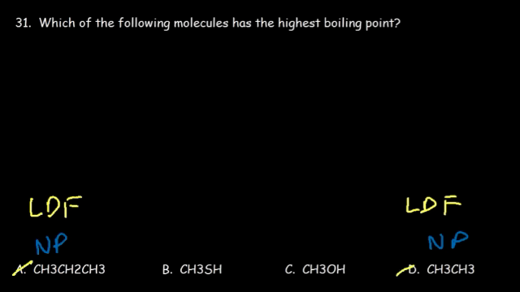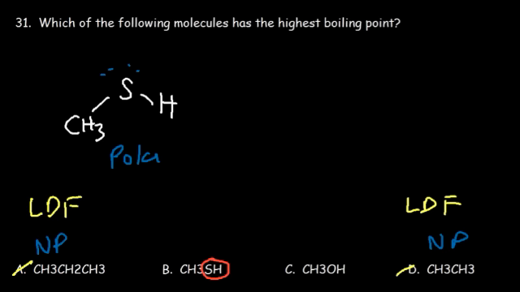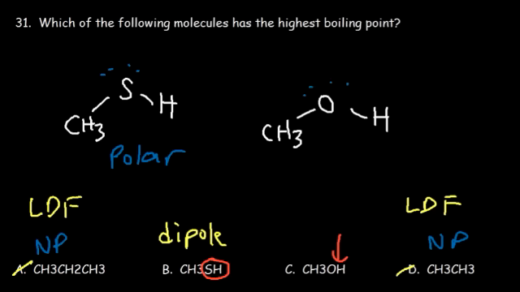Now, B, we have a sulfur. And if we were to draw the Lewis structure, there's a sulfur, a hydrogen, and a methyl group, which is a CH3, and it has 2 lone pairs. So this molecule is polar. It has a bent shape similar to that of water. And because it's polar, it's going to have dipole interactions. So it's going to have a higher boiling point than A or D. Now looking at answer choice C, methanol, we have an OH bond. So methanol has hydrogen bonds. And hydrogen bonds are stronger than dipole interactions, so therefore we should expect that methanol has the highest boiling point because it has the strongest of the intermolecular forces. So it has H bonds. So C is the right answer.